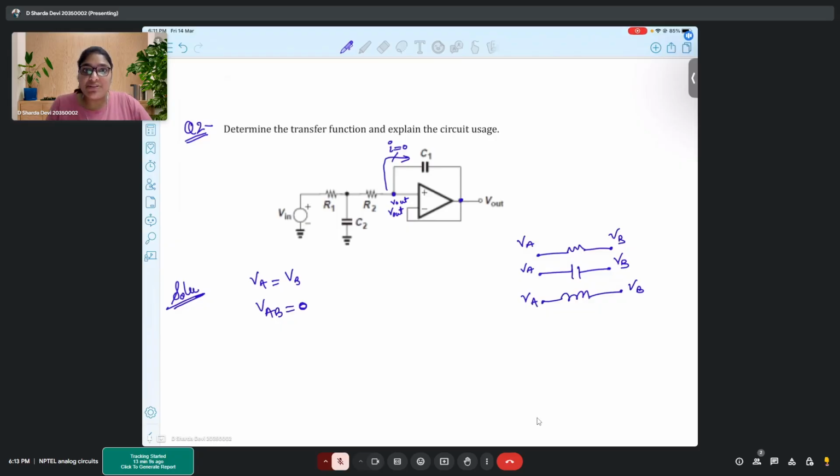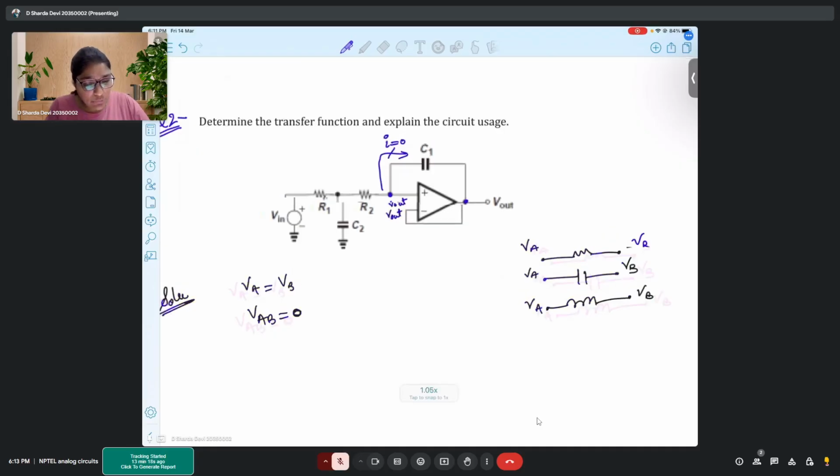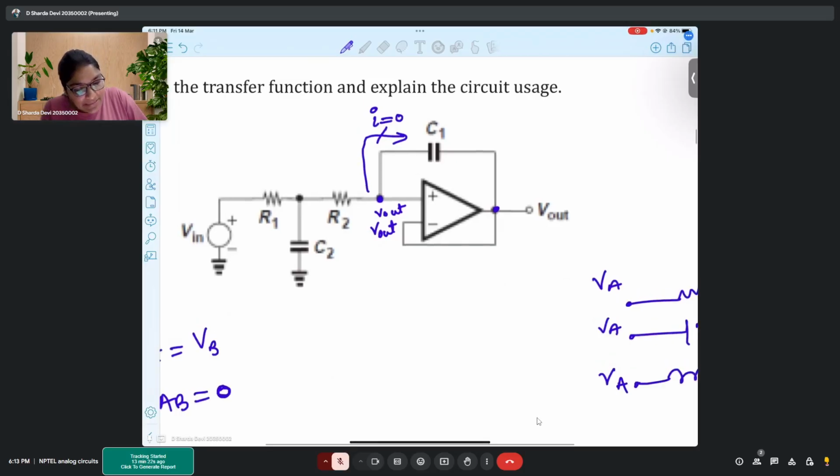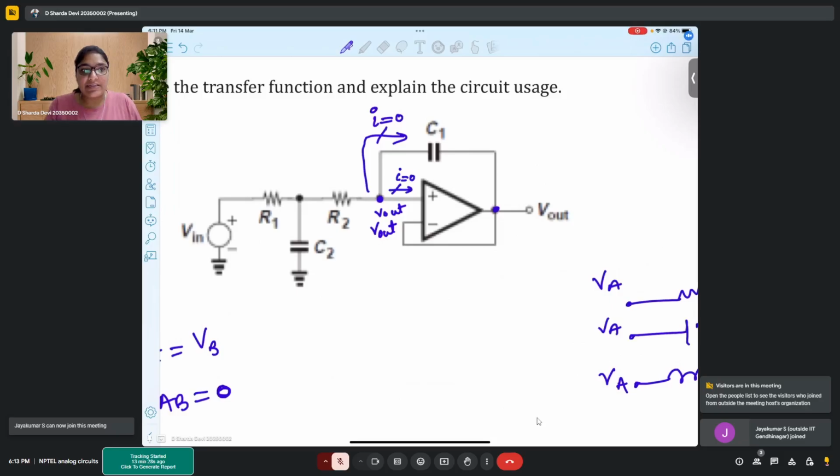So the thing is, the potential difference across the capacitor C1 is 0, because of which there is no current flow across the capacitor C1. Now, we also know that in an op-amp, ideally there is no input current as well, right? There is no input current.